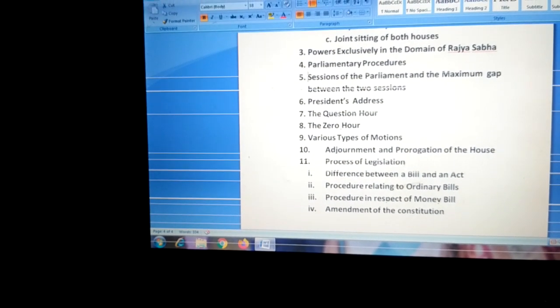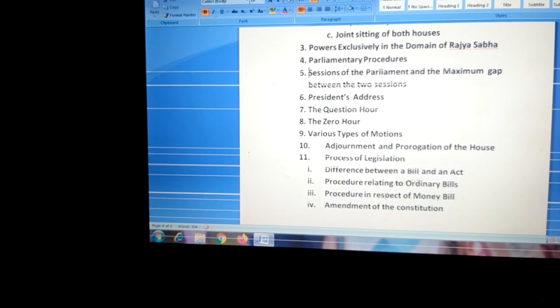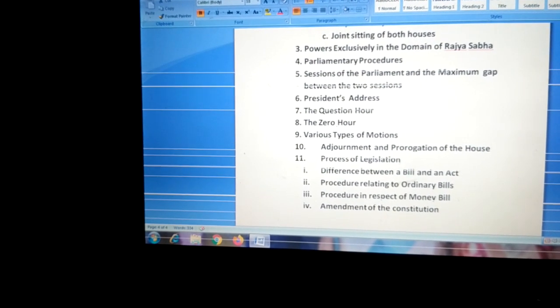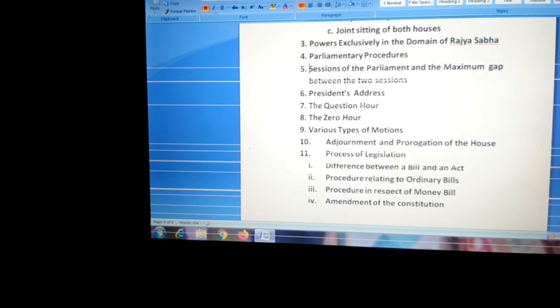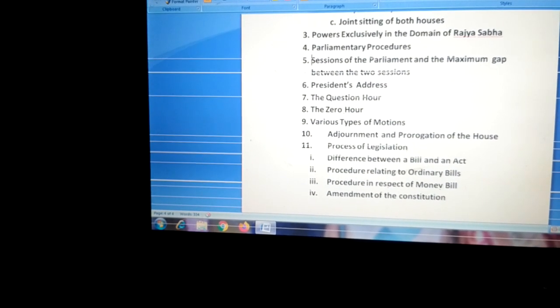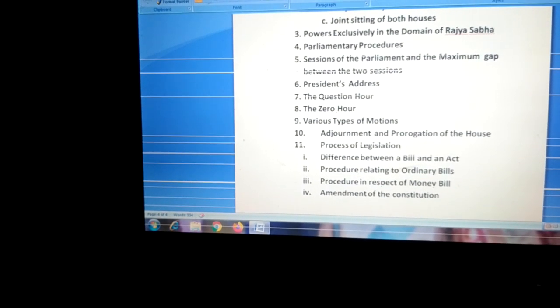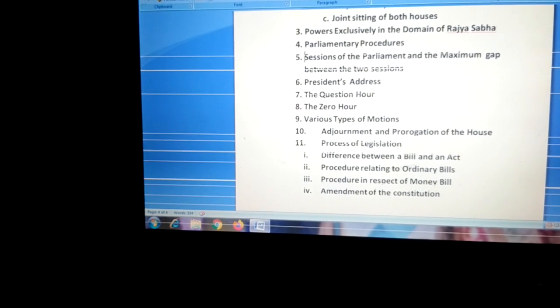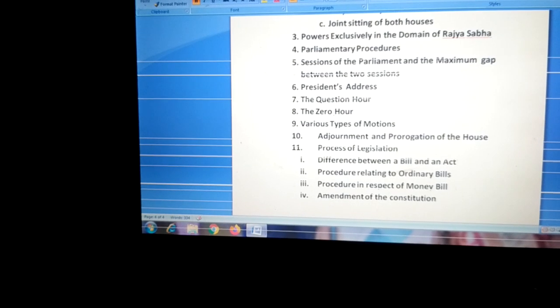Then short notice question, that means it is related to a matter of urgent importance. Such a question may be asked with notice shorter than 10 clear days. So it can be asked with less than 10 clear days' notice. Which question? Short notice question. Okay.